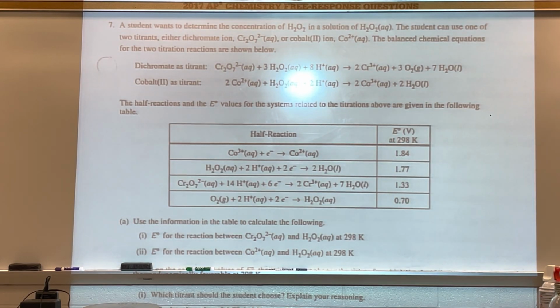Okay. A student wants to determine the concentration of H2O2. Now, H2O2, does anybody recognize what common compound that is? Hydrogen peroxide, the stuff you put on your cuts and scrapes. Okay, H2O2, it's just nice to know that's a real common compound, just be able to recognize it.